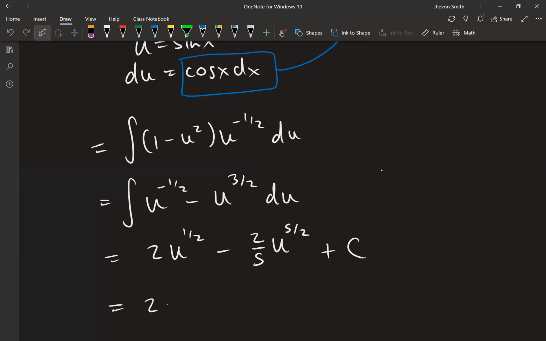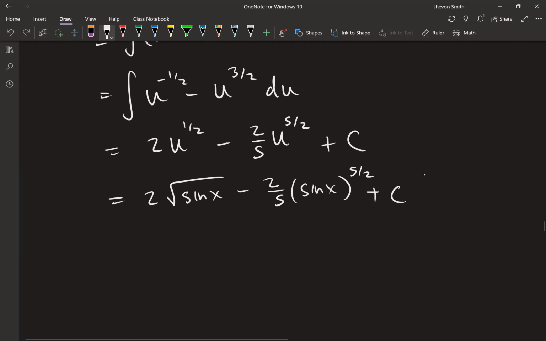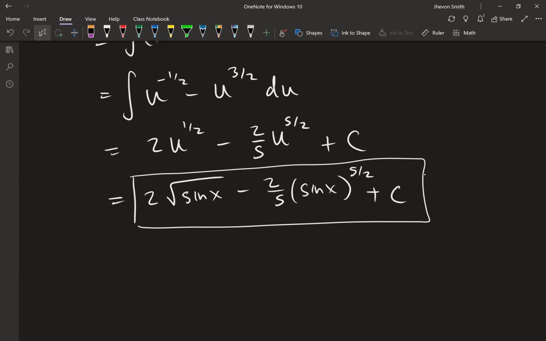And so this is 2 times the square root of the sine function minus 2 fifths times the sine function to the 5 over 2 plus c. Arbitrary constant c. So what I got is 2 parentheses sine x to the half power, subtract 2 over 5 parentheses sine x to the 5 over 2 power plus arbitrary constant c. Yes, that's the same thing. The half power means a radical. For no reason at all, I just wrote it as a radical instead of as a half power. But yeah, that's the same thing, Jason.